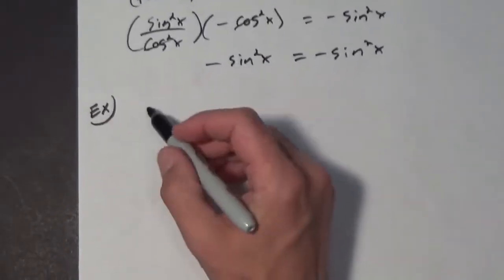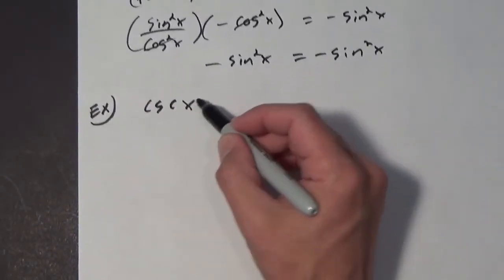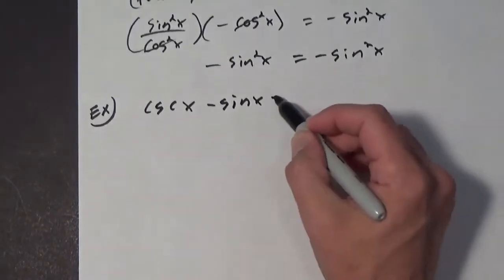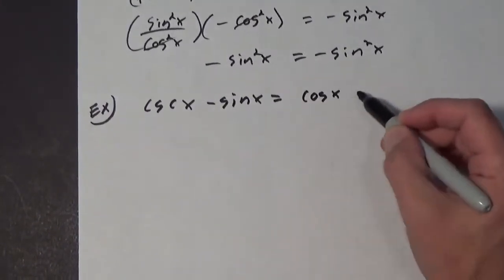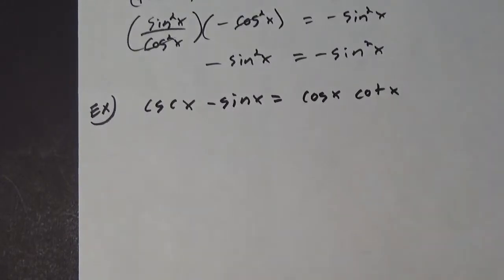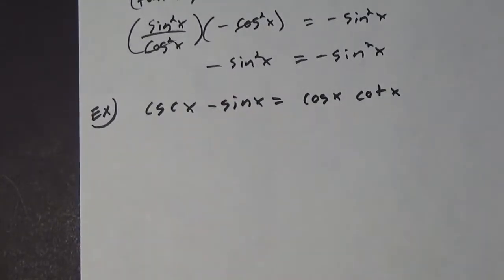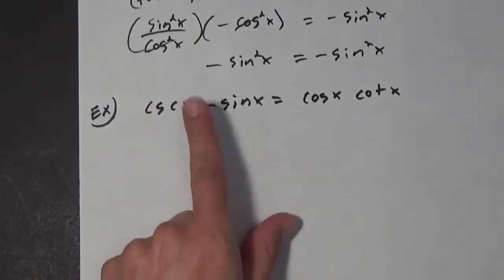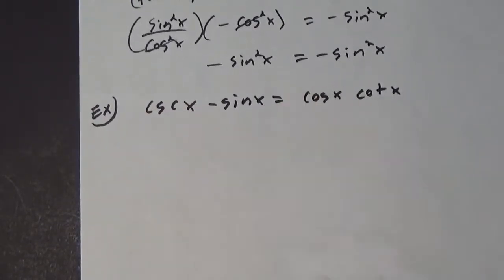Let's try another one. Let's say we have the cosecant of x minus the sine of x. Does that equal the cosine of x times the cotangent of x? All right. So in this case, we have to choose one side over the other. This is getting pretty close. In a lot of our previous examples, it was pretty obvious which one was more complicated. This one's almost pretty even, but I'm just going to go ahead and choose the left side.